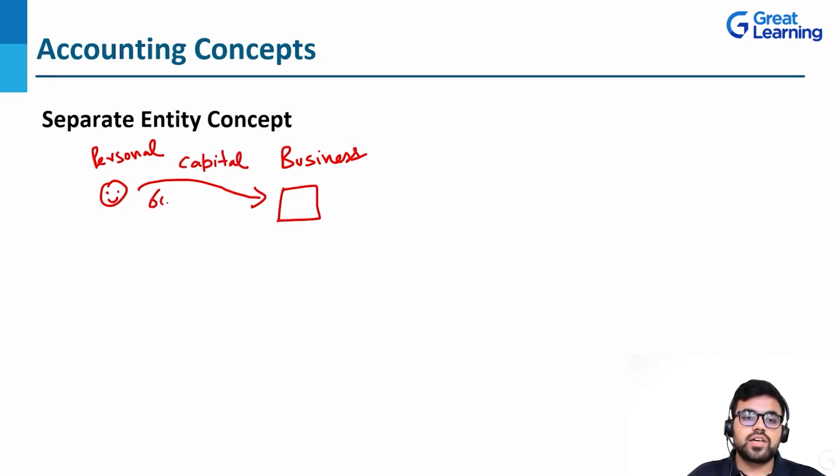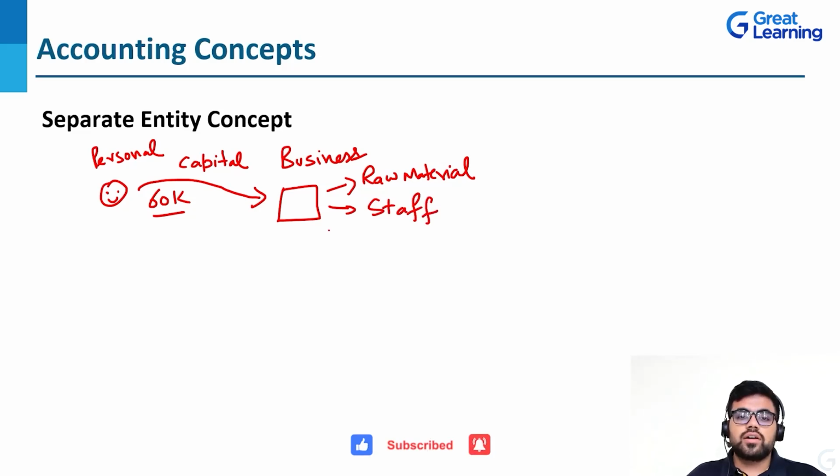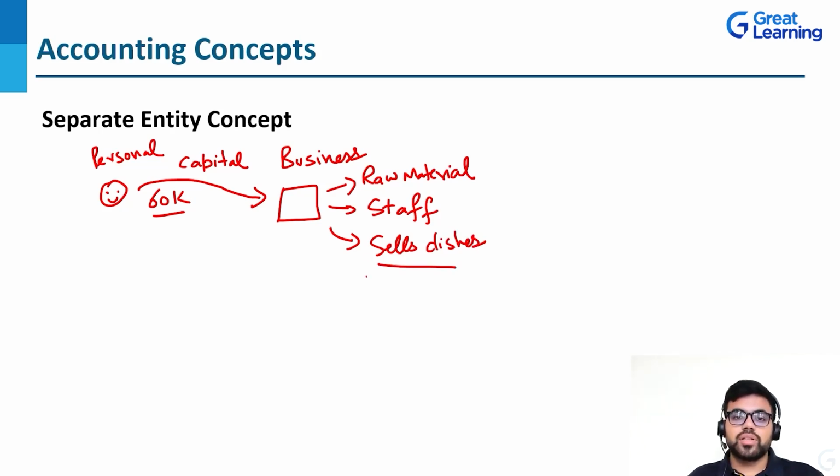Let's say 60,000. Now that business with that 60,000 will purchase stuff like raw materials for cooking. It will get some staff. It will give employment. And let's say it then sells dishes to earn revenue, right? So in this case, let's say that the company is profitable. So it will get some profits that will go to the company.